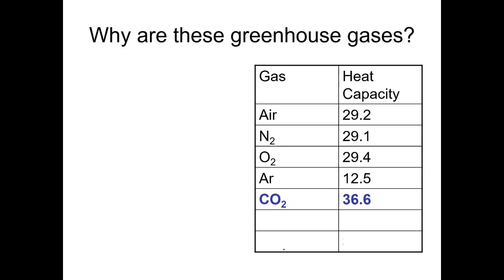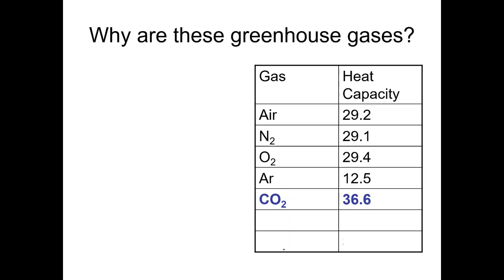So let's think about some of the gases that are in air. If we look at air as a whole, its heat capacity is about 29.2. Now, we're not going to really worry about units here, but we're going to just use this as kind of a reference. Now, nitrogen makes up most of the atmosphere, remember, almost 80%. And so the heat capacity of air is pretty similar to that of nitrogen. Oxygen is just a little bit higher.